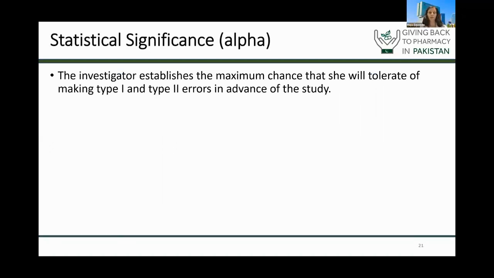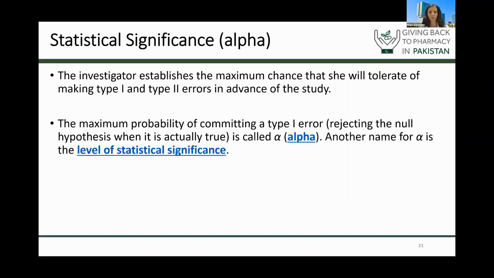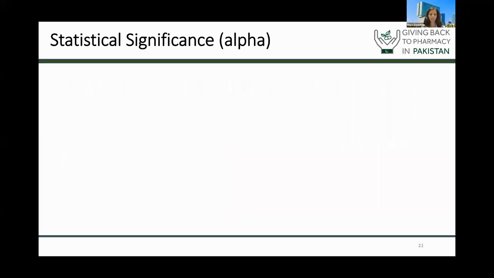So alpha. Now we understand the type 1 and type 2 error. We want to see how these look in statistics, right? So alpha is one type of statistical significance estimate. The investigator establishes the maximum chance that he or she will tolerate of making type 1 and type 2 errors in advance of the study. The maximum probability of committing a type 1 error, which is rejecting the null hypothesis when it is actually true, is called alpha, or the level of statistical significance.